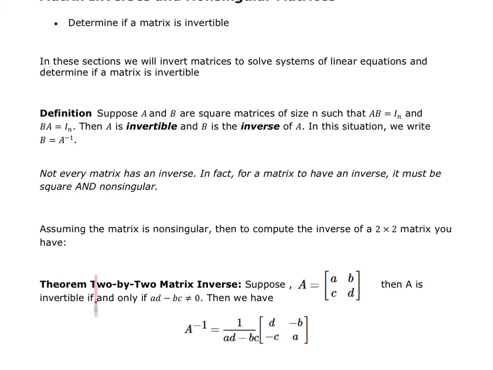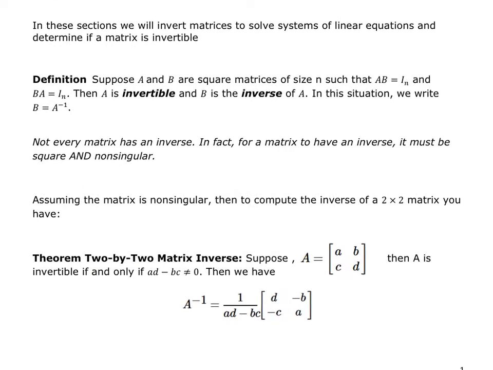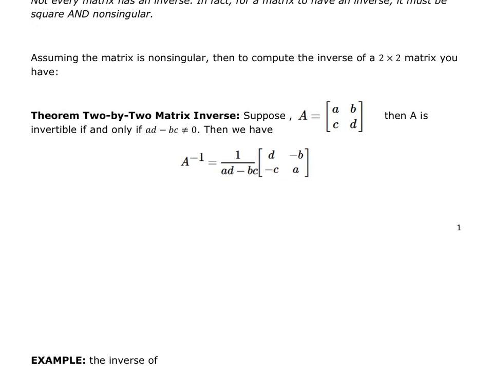Now, if we assume that we have a 2 by 2 matrix that is invertible, then we get this first theorem that says I can find the inverse of a 2 by 2 matrix by simply switching the positions of a and d, the A11 and the A22, and then changing the signs of the A12 and the A21, which is b and c here, and then dividing by ad minus bc, which we will learn is the determinant of a 2 by 2, but right now we don't know that, so let's just keep moving.